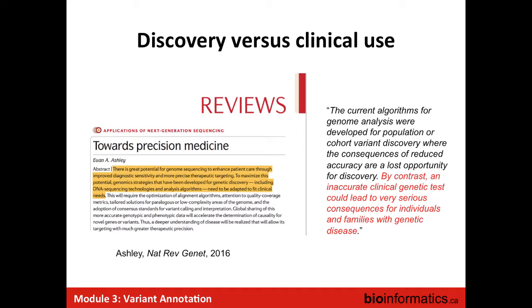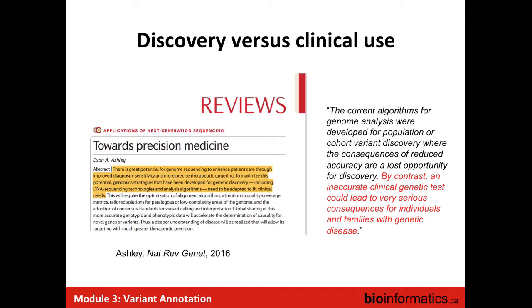But there's also some more basic principles, and the quote that I'm highlighting here I think is quite interesting. Most of the algorithms that we're going to be using here were developed for discovery. So if you're missing a variant in exome sequencing, at some level you're missing an opportunity for a discovery. And it's unfortunate, but it's not necessarily the end of the world. But once you're applying these methods in a clinical setting, making an inaccurate diagnosis because you're not picking up a variant is a whole other ballgame. So related to that, it's quite interesting to think about.